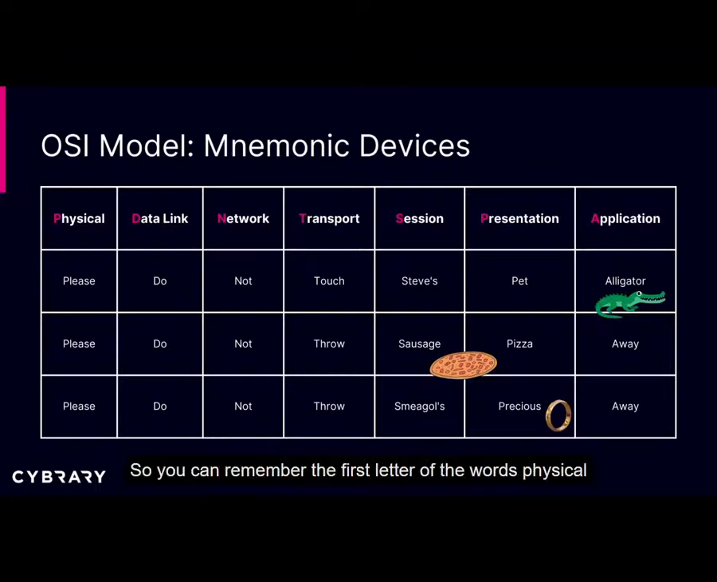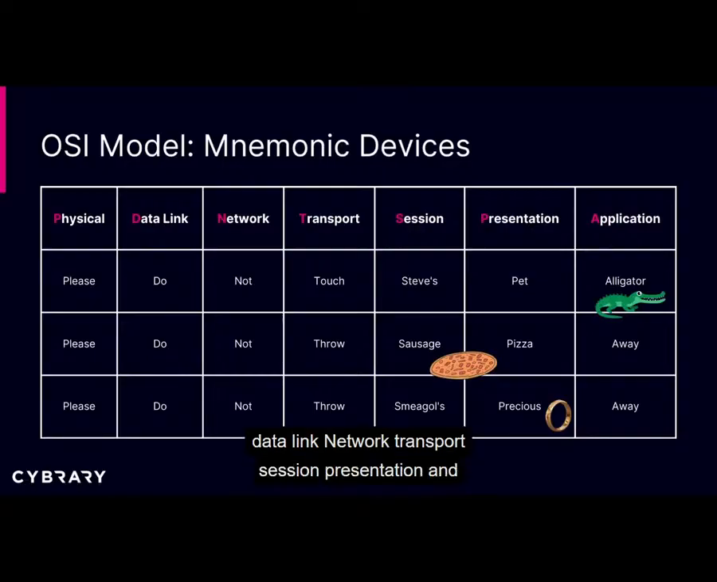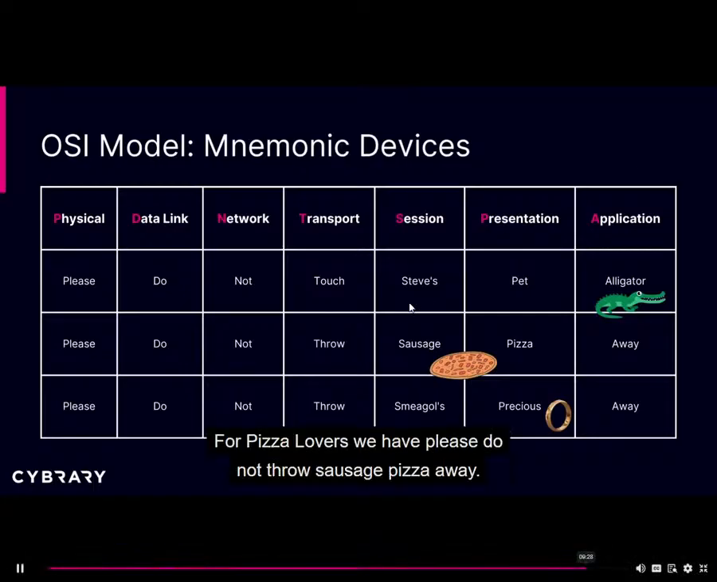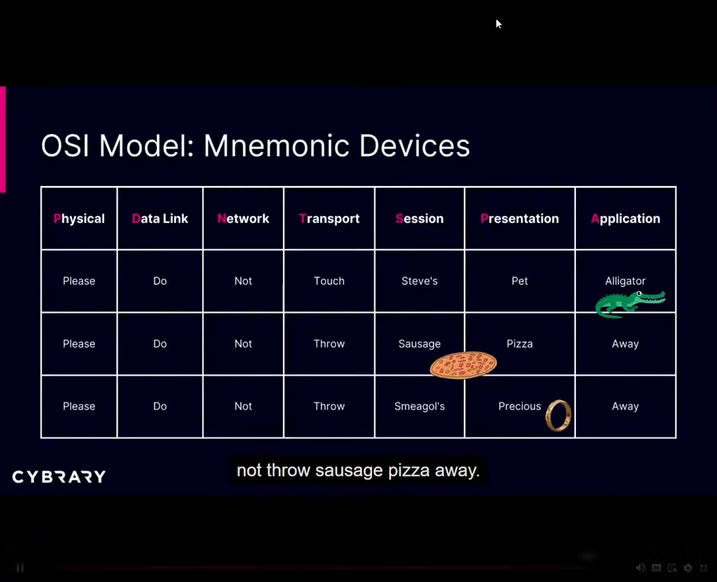So you can remember the first letter of the words physical, data link, network, transport, session, presentation, and application. And the 3 phrases I have for you are: for pet lovers, please do not touch Steve's pet alligator. For pizza lovers, we have please do not throw sausage pizza away. And for fans of Lord of the Rings, we have please do not throw Smeagol's precious away.